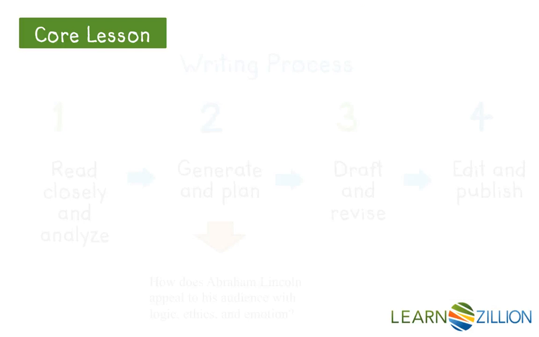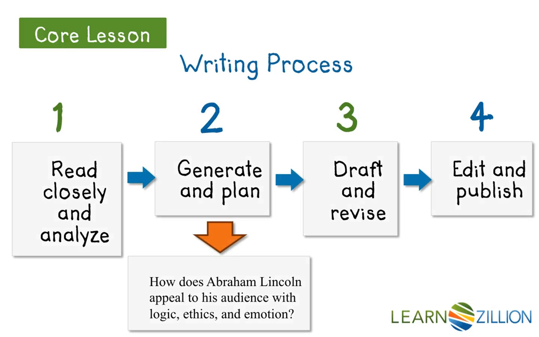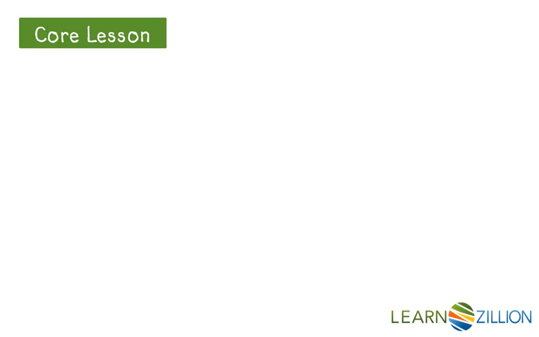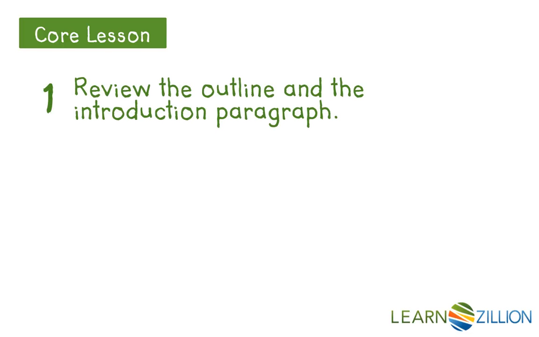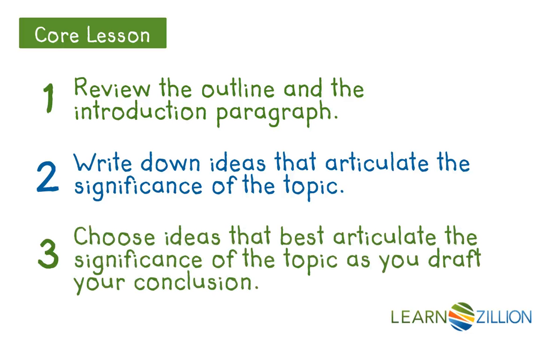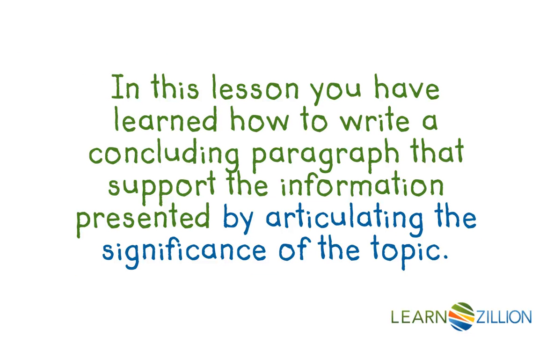So now let's take a look at the big picture of the writing process. We just finished the rough draft and have done some revision along the way. So next we'll be editing the rough draft. Let's look at the steps from this lesson once again. Number 1, review the outline and the introduction paragraph. 2, write down ideas that articulate the significance of the topic. 3, choose ideas that best articulate the significance of the topic as you draft your conclusion. In this lesson, you have learned how to write a concluding paragraph that supports the information presented by articulating the significance of the topic.